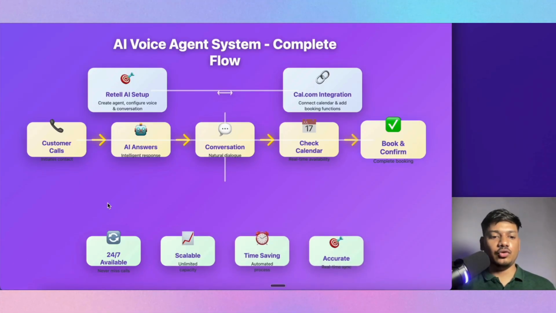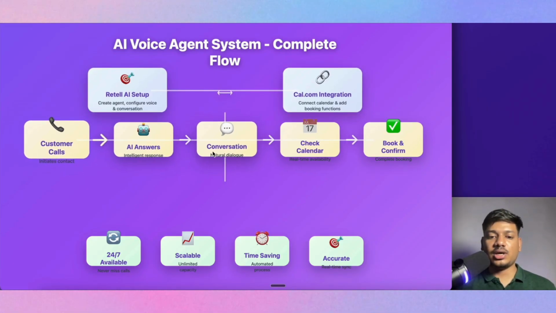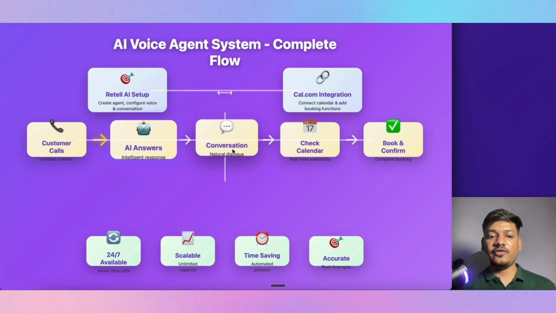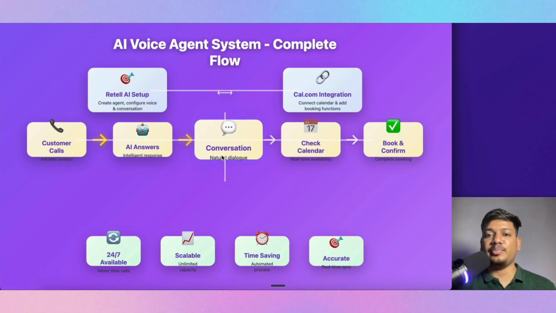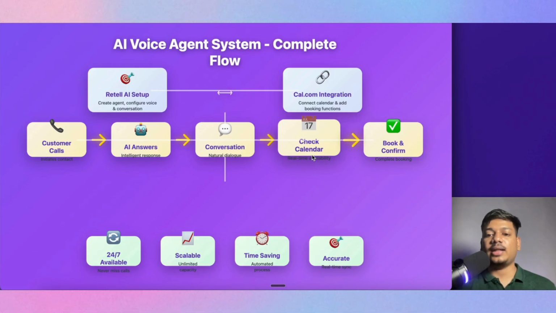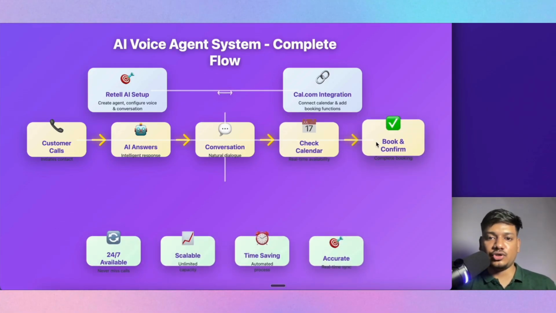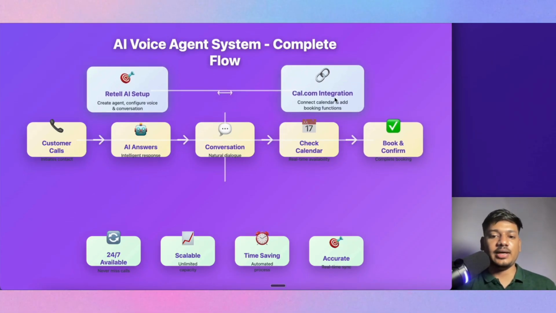So this is how the flow will look. First, we will have a customer who will speak to an AI voice agent. Based on the natural conversation, if the customer requests to book a meeting, then the AI voice agent will check the calendar. If the availability is there, it will book an appointment based on the requirement of the customer. This will be done with the help of Retell AI and Cal.com.